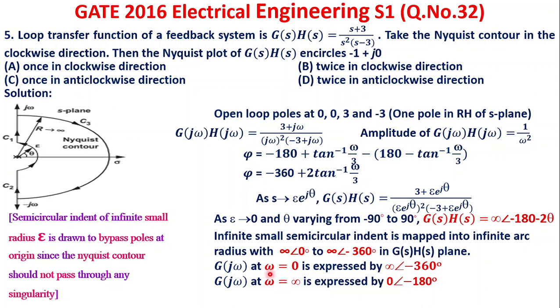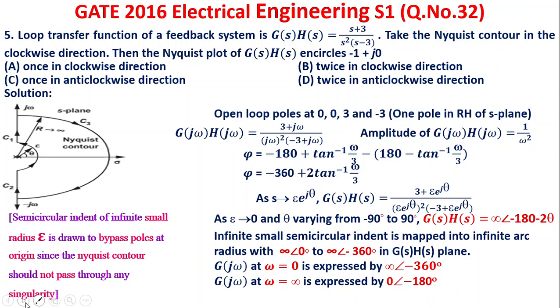That's the meaning. At omega equal to 0, what is G(j omega) H(j omega)? It is infinity angle minus 360 degree. How? 1 by 0 is infinity. At omega equal to 0, the angle is minus 360 degree. At omega equal to infinity, the magnitude is 0. So what about the angle? Here you'll have tan inverse of infinity, which means 2 into 90, so 180. So minus 360 plus 180 is minus 180. So this is the mapping.